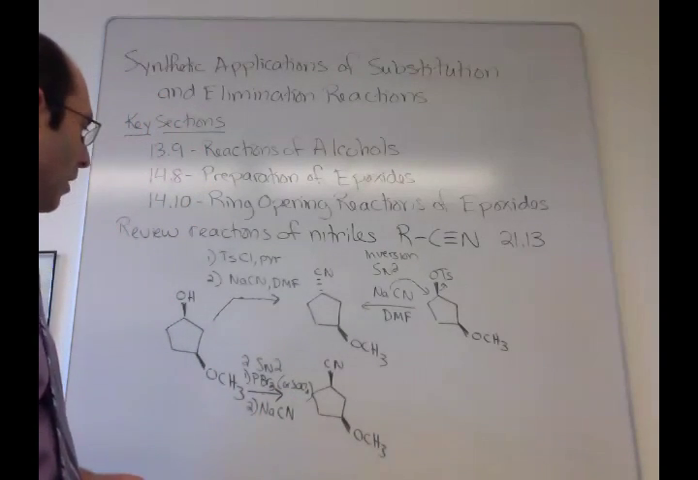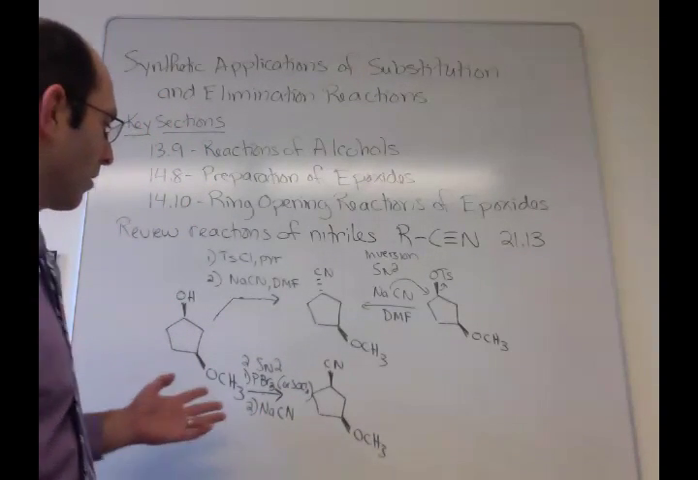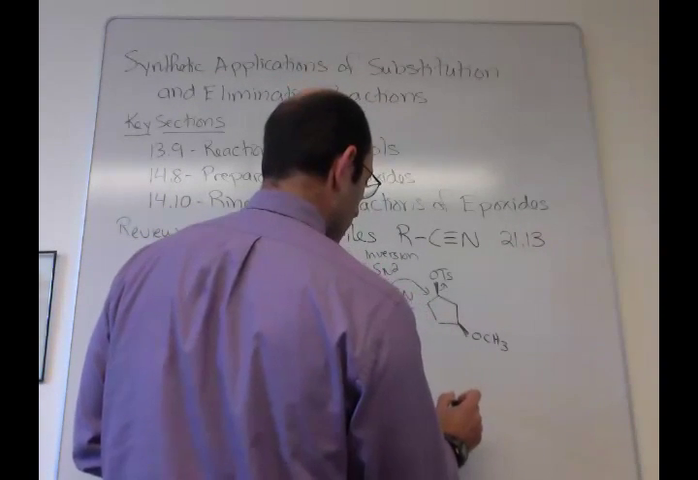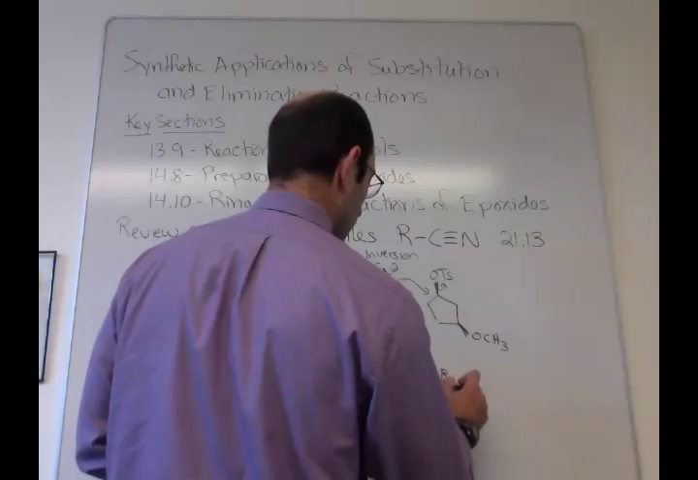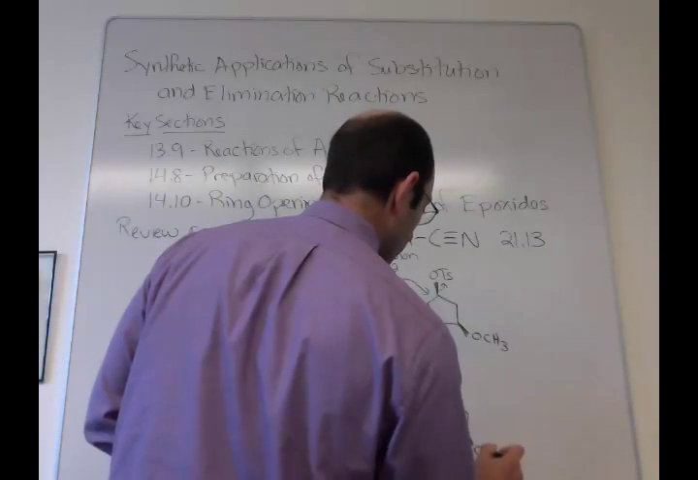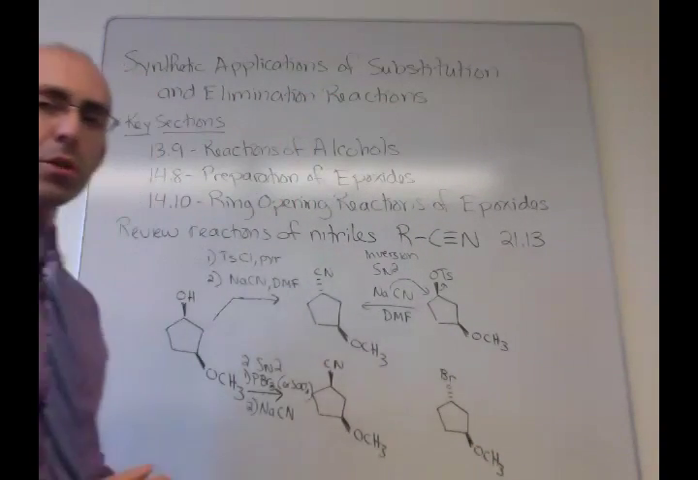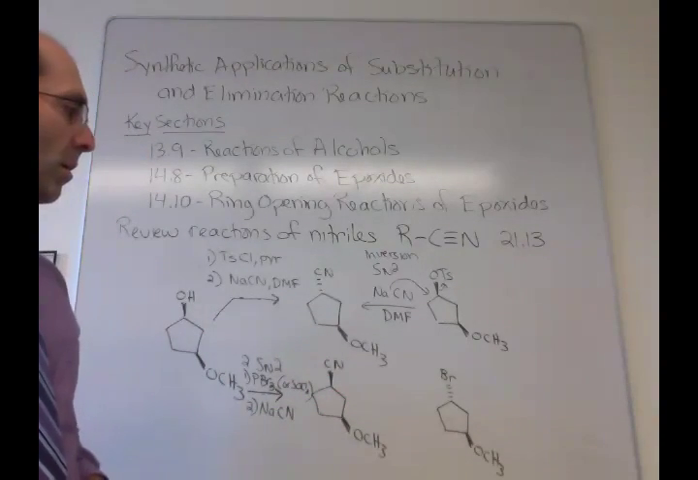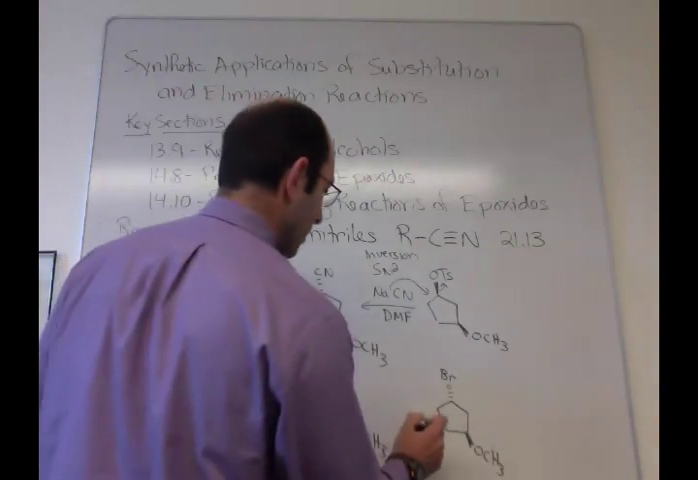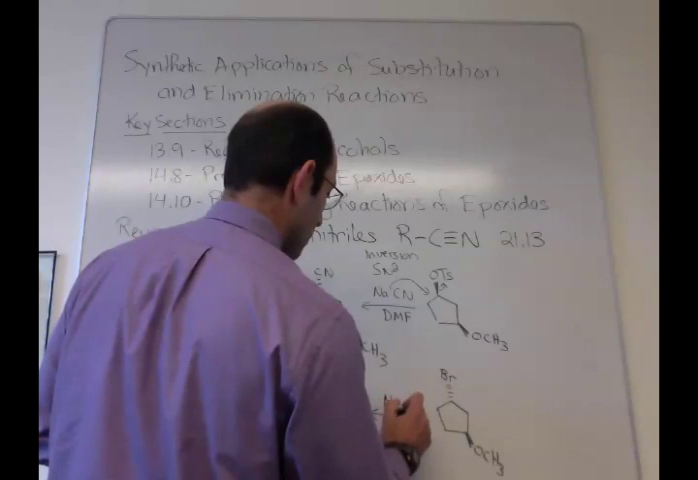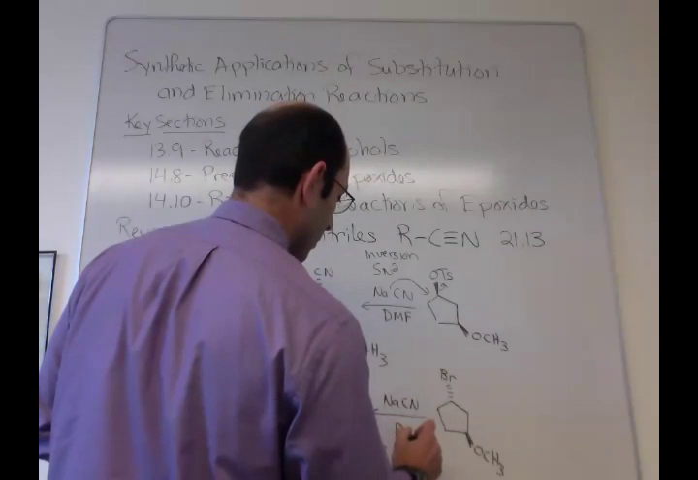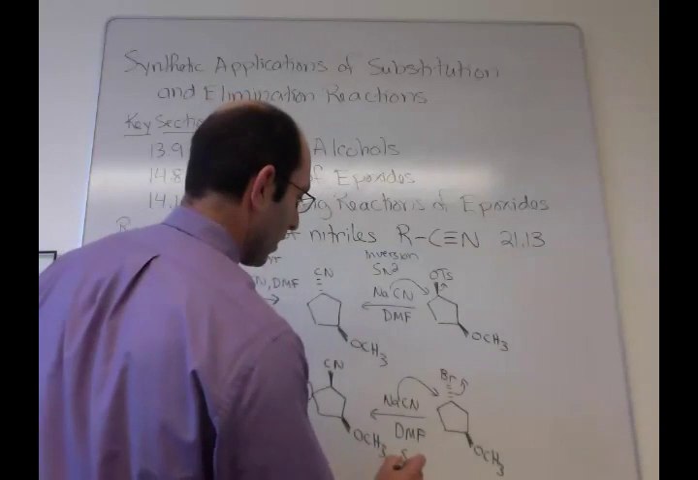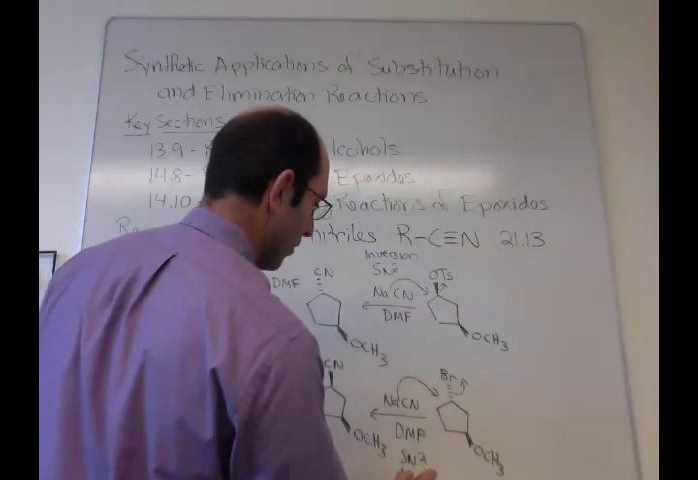Right, and so when we think about what's happening here in the first reaction, if we use PBr3, we will end up making the bromide with inversion. So that's the result of the first SN2 reaction, where we get the corresponding bromide with inversion. Then we do the sodium cyanide reaction with DMF. And again, we get our second SN2 reaction with inversion.